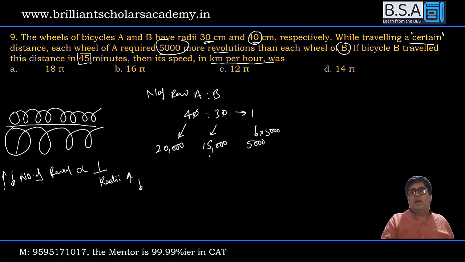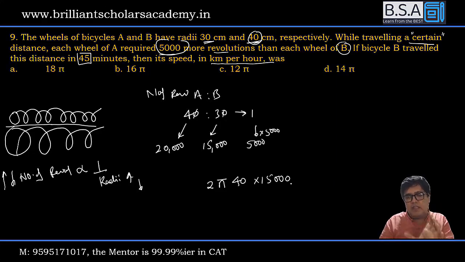Here, one revolution is 2 pi r. What is the radius? 40 centimeters for B. How many rotations does it go? How many revolutions does it go? 15,000.